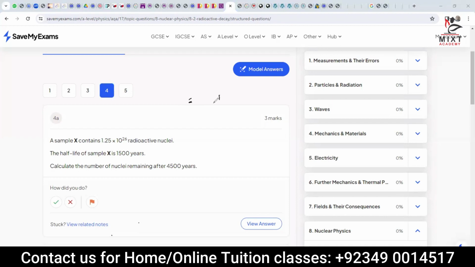So the number of particles for the time being is 1.25 times 10 raised to the power 26 divided by 2 raised to the power n, right? And the half-life is already given to you, which is 1500. So how many half-lives will you have? 4500 divided by 1500. So what is it? 3. So you can place 3 here. So how much is the answer? 1.5 times 10 to the power of 25. Very simple. Let's check it out.